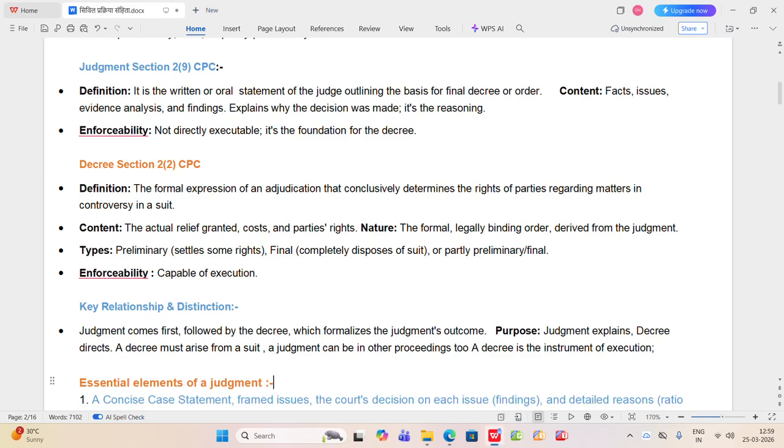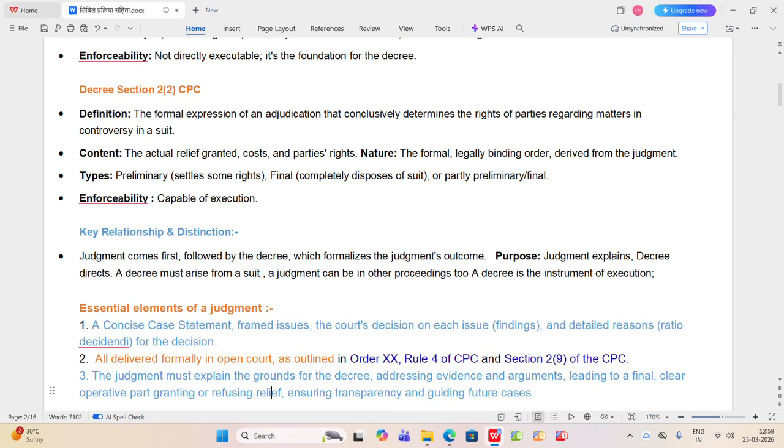Now, essential elements of judgment. Before a judge takes some decision, there must be some elements on the basis of which to decide the case. A concise statement of the case. Issues involved. What are the issues? The judge must know the issues, and whatever the court's decision is, whatever the findings of the court, and detailed reasons for those decisions, all delivered formally in open court. Judgment is delivered in open court by the judge, which has been outlined in Order 20, Rule 4 of the CPC and section 2.9 of the CPC. So the judgment must be delivered in an open court, and it may be in writing or oral, both.